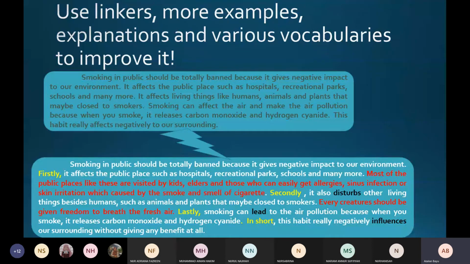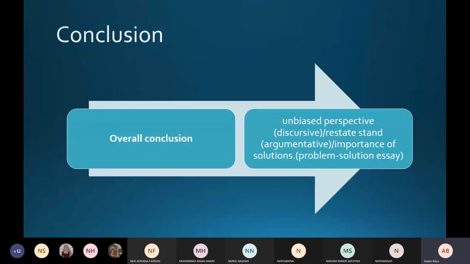So ini adalah contoh suggested, dan apa yang Najihah bagi tu is quite okay. Bila you tambah also as a linker, cumanya vocab tu you tak ubah sangat. So you kena ubah, alright? Bila kita revise, last step in essay. Lepas tu we still have one more which is conclusion. Conclusion is very easy, dia ada dua je. Pertama overall conclusion, yang kedua apa yang kita panggil insight.